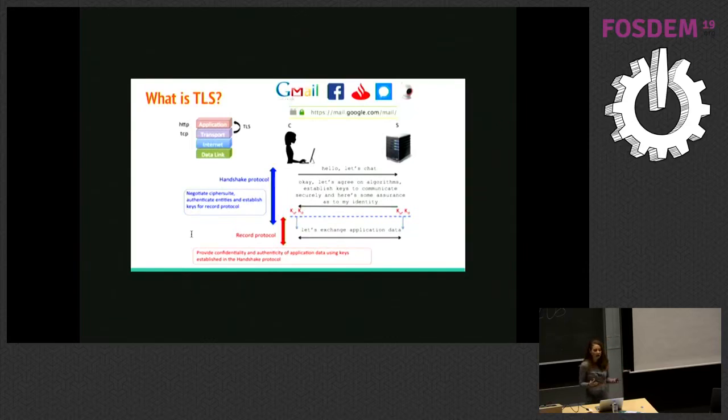TLS will run between a client and a server, and it is largely made up of two sub-protocols, namely the handshake protocol and the record protocol. And the goal of the handshake protocol is to provide identity guarantees for the two communicating entities and to establish the symmetric session keys that will be used as part of the record protocol to protect application data.